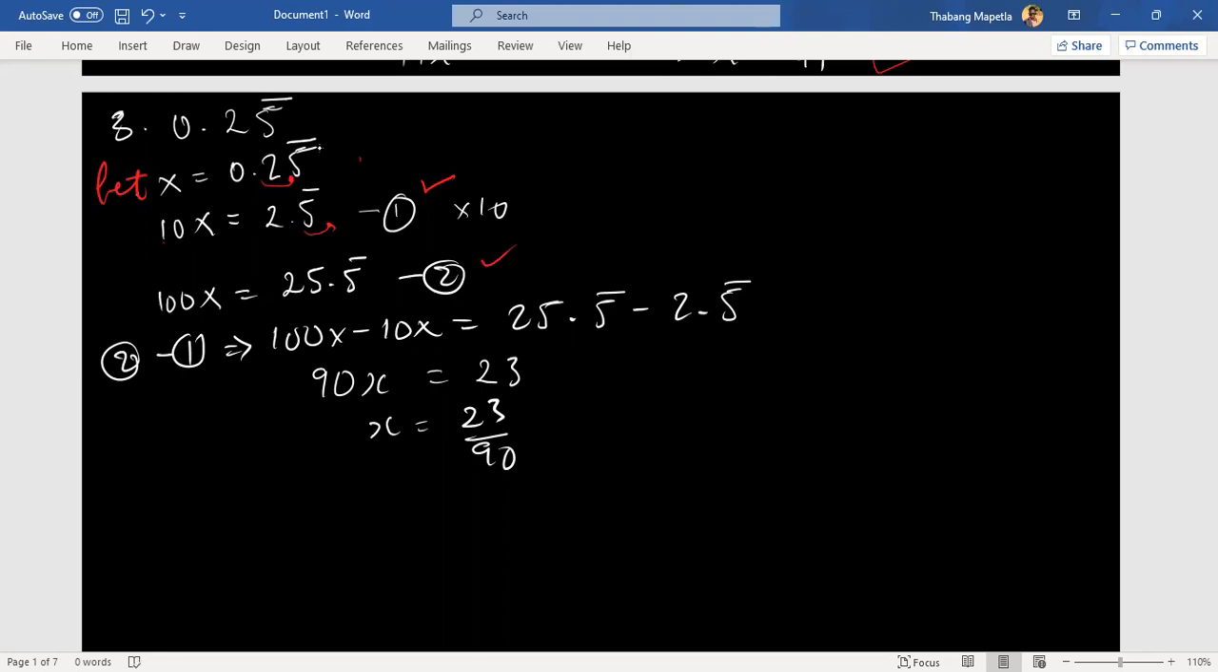Then we're going to say equation 2 minus equation 1, or remove equation 1 from equation 2. We deal with the left-hand side first: 100x minus 10x is equal to 25.5 bar minus 2.5 bar. Then we make x the subject, and that is our fraction. We'll be done. It might look hard, but it's not.